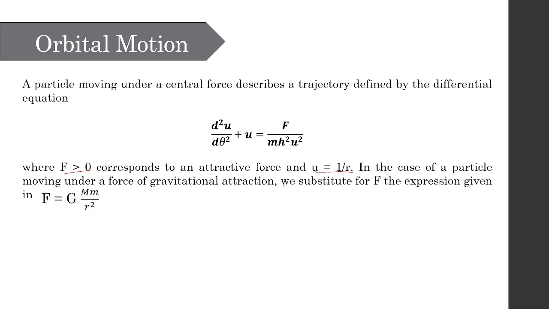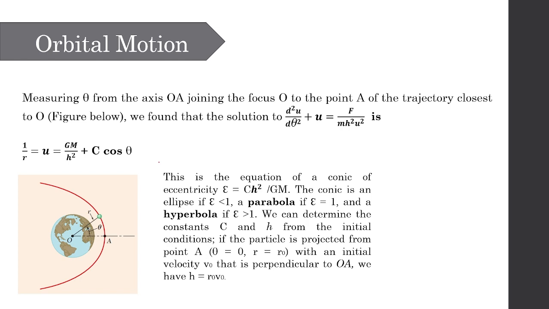In the case of the particle moving under the force of attraction, we substitute F in this expression given by Newton's law of universal gravitation. So measuring theta from the axis OA joining the focus O and the point A on the trajectory, as shown in the figure below, we found that the solution to d squared u over d theta squared plus u is equal to F over m h squared u squared is this: 1 over r is equal to u, which is equal to gravitational constant times mass over h squared plus C times cosine theta.